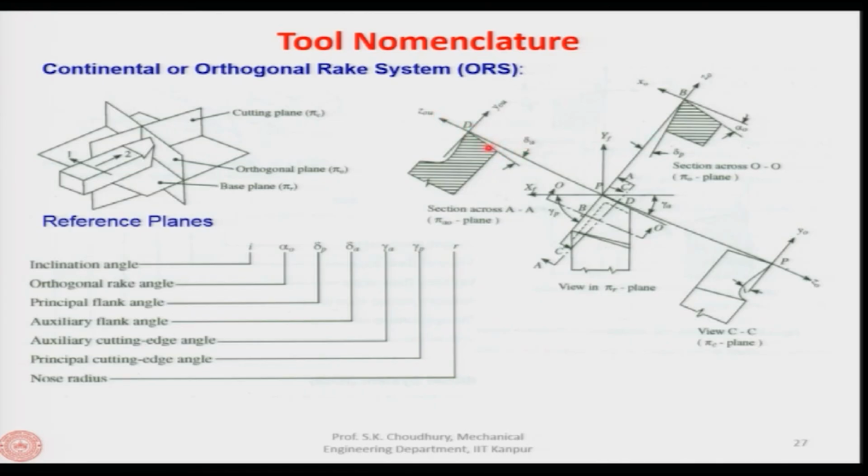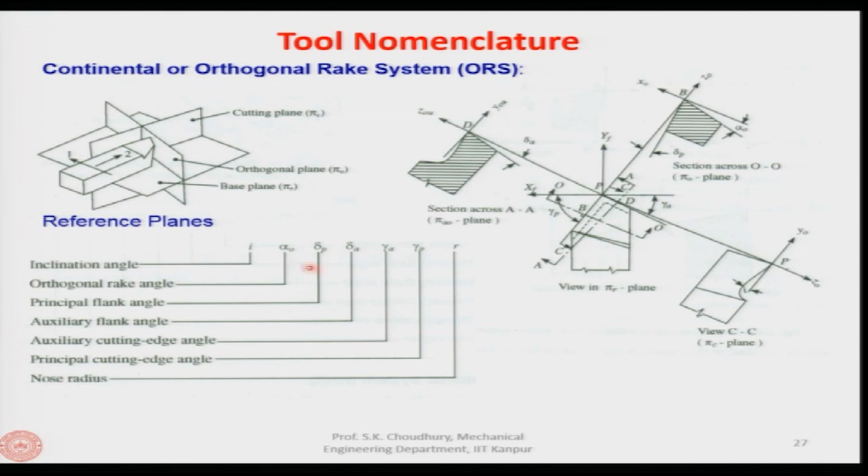So, these are the 6 angles like in the case of the ASA system along with the tool nose radius, and in this sequence it is given. Initially first it will be the inclination angle, then the orthogonal rake angle, then the principal flank angle, followed by the auxiliary flank angle, auxiliary cutting edge angle, and the principal cutting edge angle, and finally the nose radius. Here the nose radius is given in millimeter normally. So, this is the sequence given in the tool nomenclature that is adopted by the continental system, which is called the orthogonal rake system.